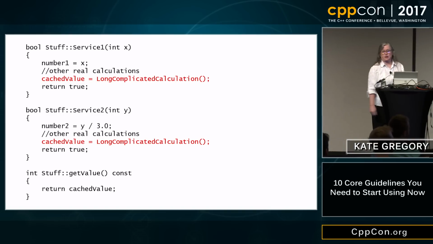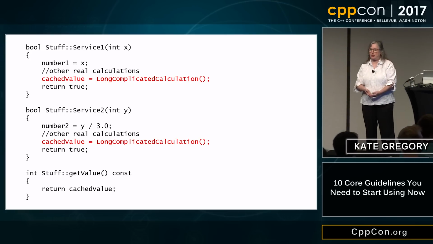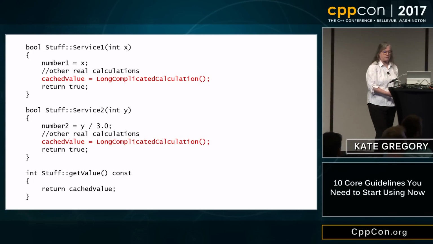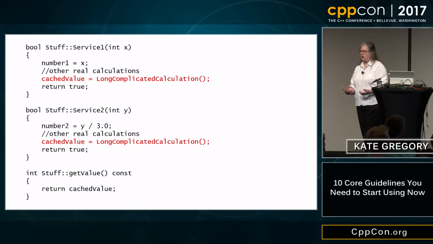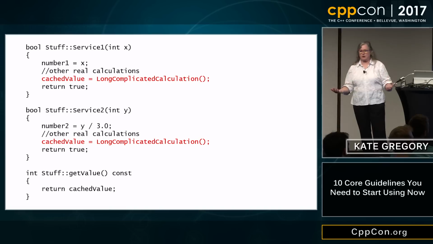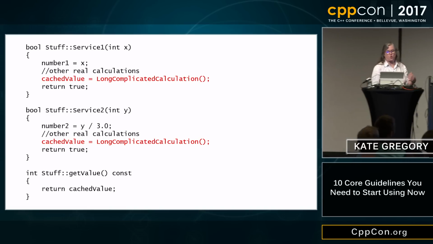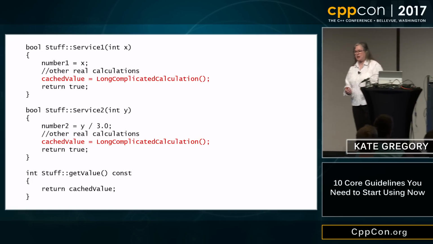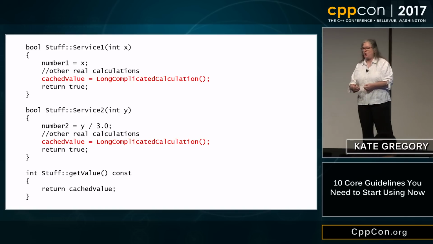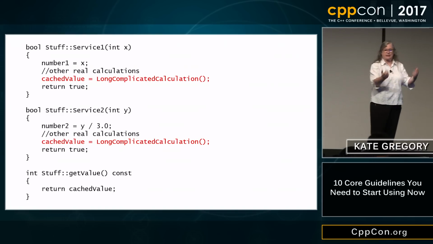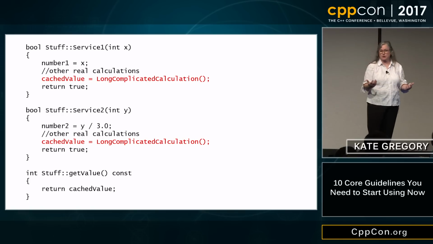So this code is still telling the truth, right? Service 1, which is non-const, is changing number 1, and it's also changing cached value. Service 2, which is non-const, is changing number 2, and it's also changing cached value, and get value is still being good. This is a pattern that works if you have more reads than writes. So for example, to choose something that's not a complicated calculation, what day is it today needs to be updated on your display like all the time, but it only changes every 24 hours.